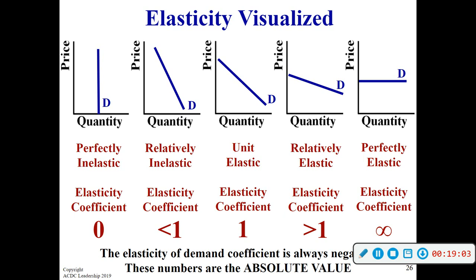Relatively elastic is typically characterized with a more shallow, horizontal demand curve, and you get a coefficient of greater than 1. And perfectly elastic means there's one price in the market that never changes, though quantity can change. We see this a lot when we get to unit 3. We start working with the market structures, especially perfect competition. We'll see a perfectly elastic demand curve quite a bit when we get to the next unit. But that's fairly handy just to remind you of those characteristics.